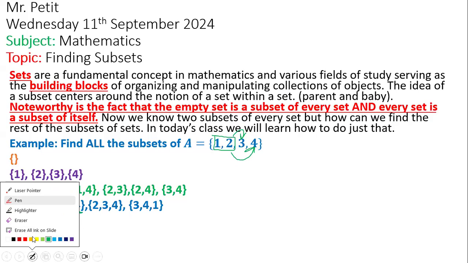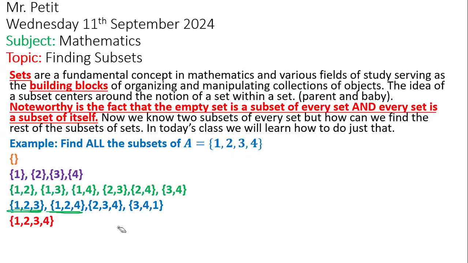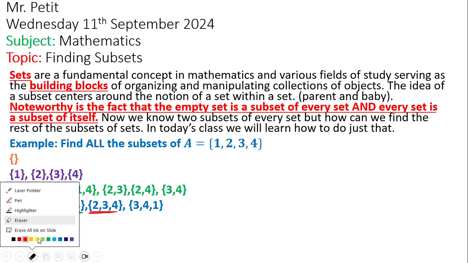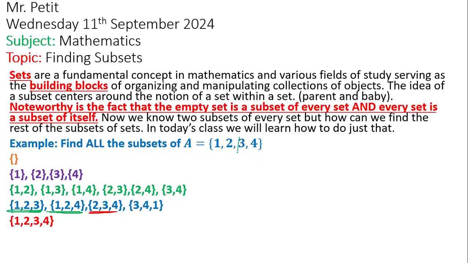And then I'm going to take another 2 elements, and I'm going to say I want to do 2, 3. I'm going to do 2, 3, 4. That's how I got this one, 2, 3, 4. And then after I do 2, 3, 4, then I'm going to do 3, 4, 1. So let me erase this. So this is going to be 3, 4, 1 right there. And that's how I got it.